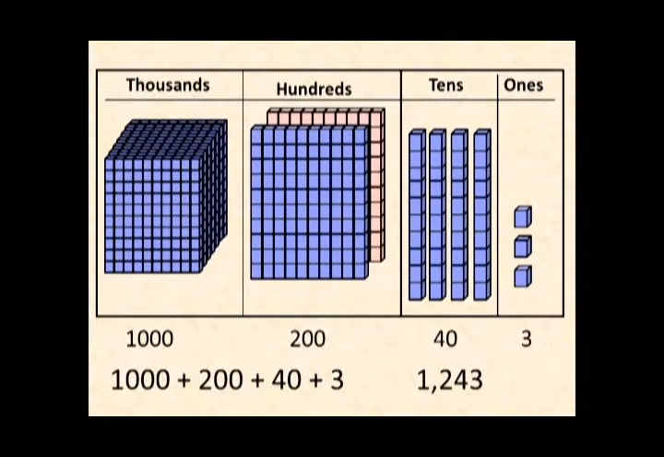Now let's look at this example. There is a 1,000 block, 2 hundred blocks, 4 under our tens column, and 3 ones. So here represented we have 1,243.